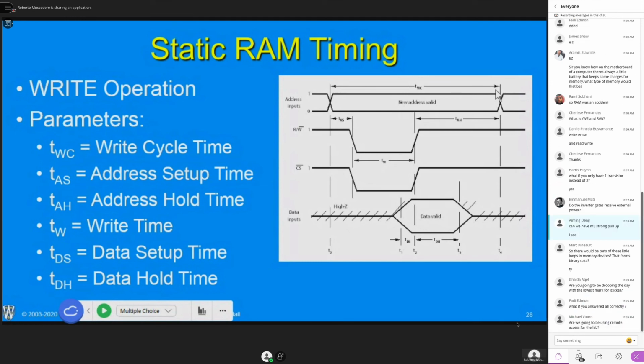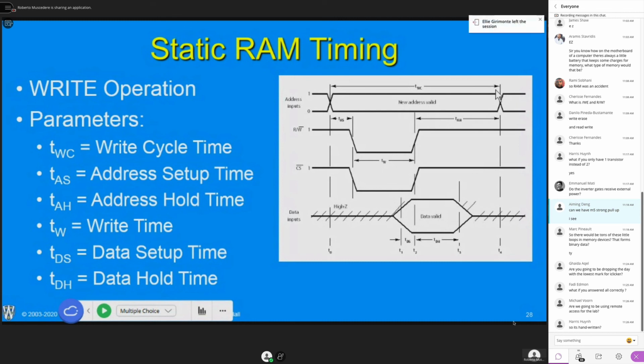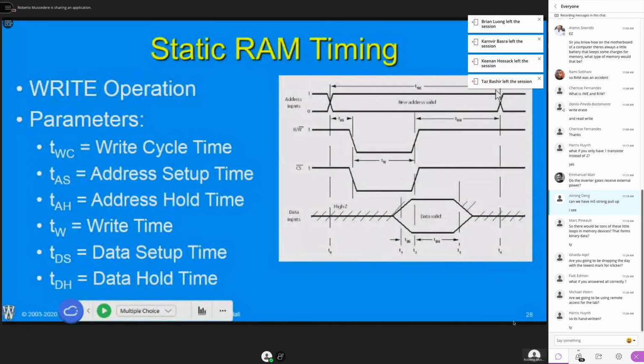Are we going to be using remote access for the lab? No, the lab is simply like an assignment. It's not anything special. I give you an assignment, you just do it, and you submit the file separately. No particular hardware is needed. Is it handwritten? No, you enter the results in a text file. So you return everything digitally. You'll upload a text file on Blackboard. I'll have those instructions in the assignment.